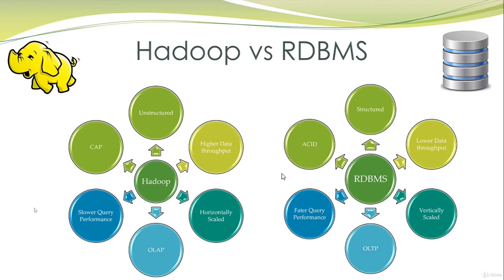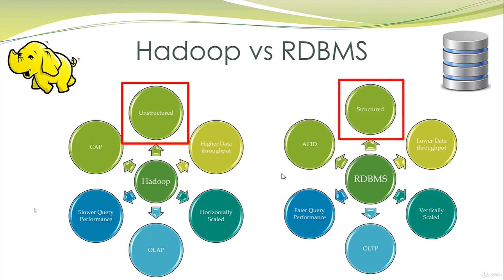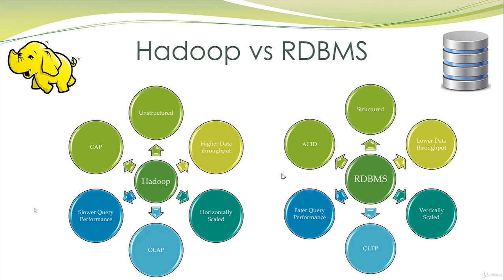Let's see some differences between Hadoop and RDBMS. The first one is structured versus unstructured data. First of all, there's the nature of data structure. With RDBMS, the data is absolutely structured. With Hadoop, it's all unstructured data across the HDFS file system. So you have essentially no schema.